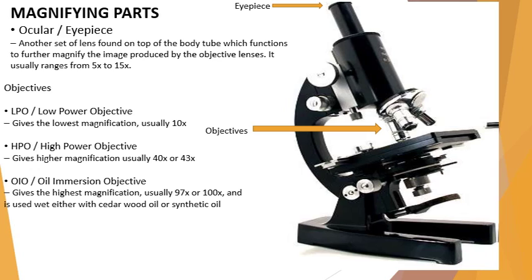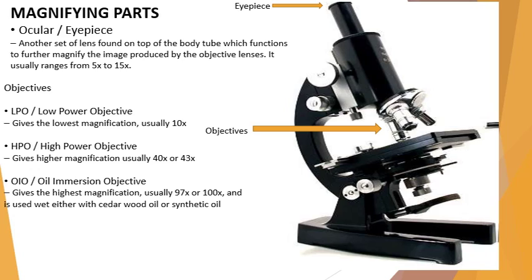So we have various lenses that we use as objectives. First of all we have the LPO, which means low power objective. It gives the lowest magnification, usually near about 10x. Then we have the HPO, high power objective. It gives higher magnification, usually from 40x to 43x. And then we have the OIO, oil immersion objective.